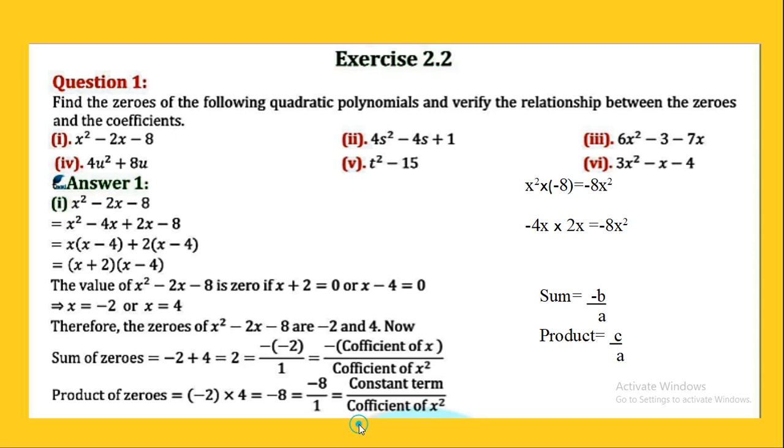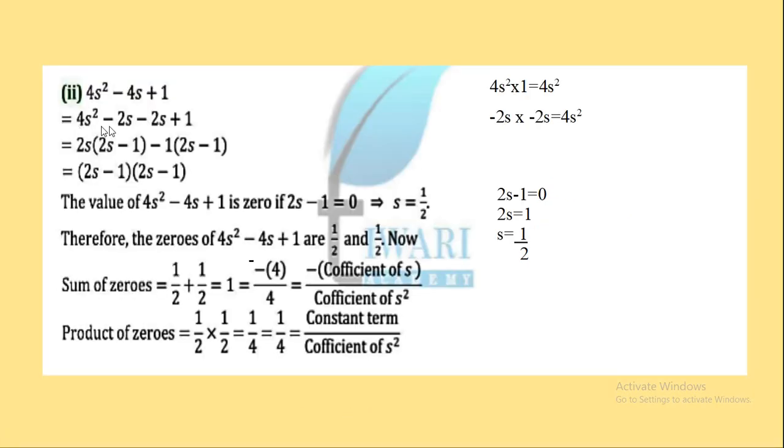Okay, the next polynomial is 4s square minus 4s plus 1, and we can split this minus 4s as minus 2s minus 2s, because the product of this minus 2s into minus 2s we will get 4s square. That is, the 4s square into 1 is 4s square. So the product of these two terms also will be 4s square. So we can write this 4s square minus 4s plus 1 as 4s square minus 2s minus 2s plus 1.